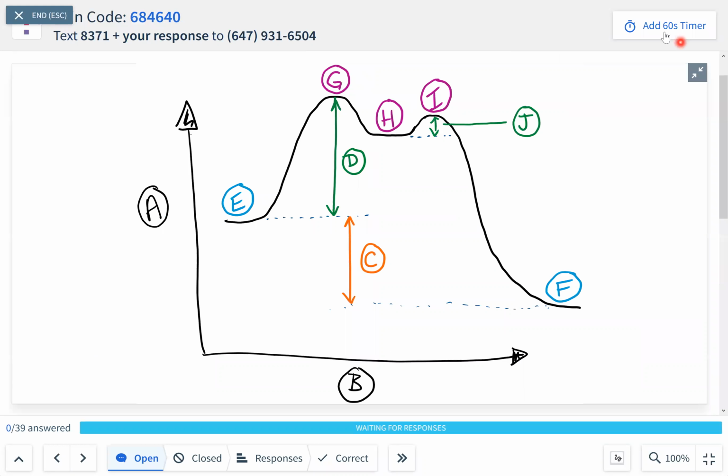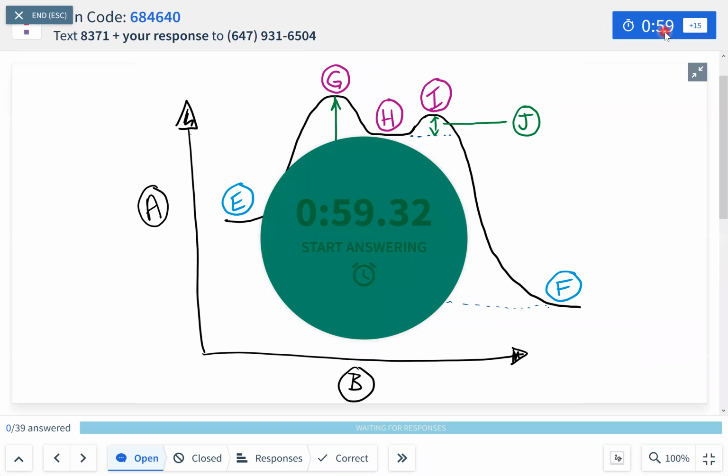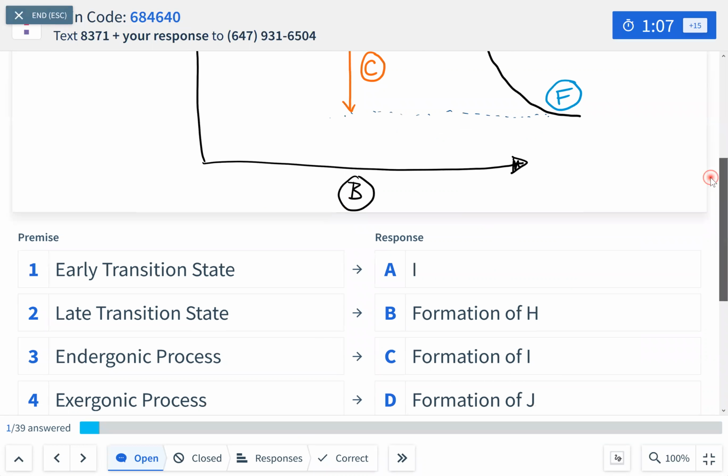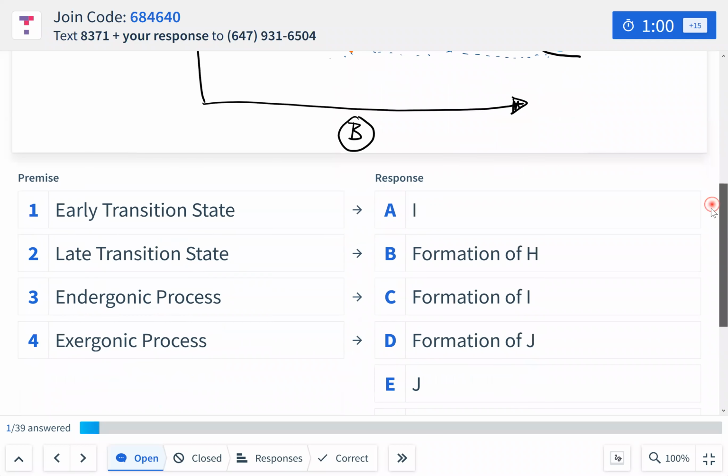So it's the same energy diagram here. And this time what we're doing is we've got early and late transition states. We've got an endergonic process and an exergonic process.